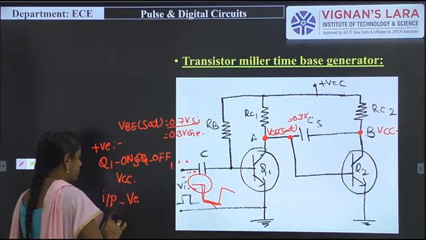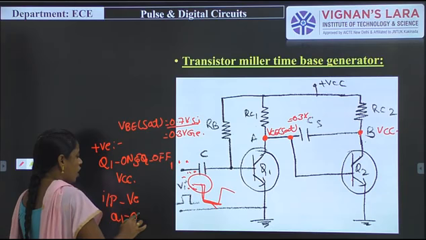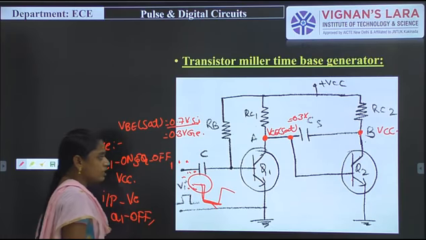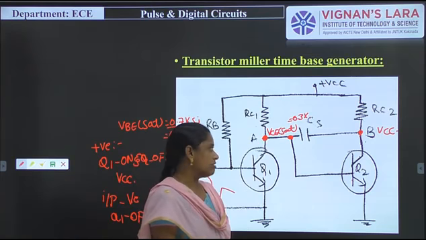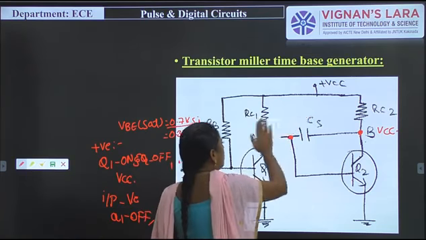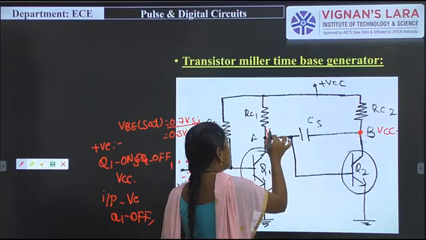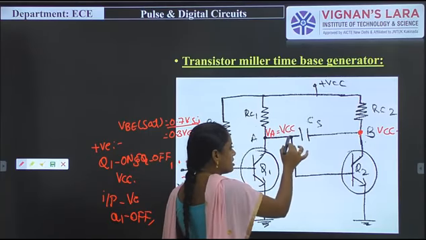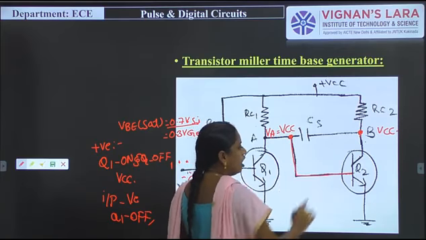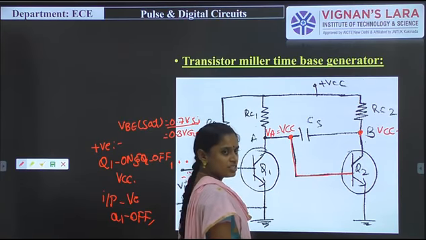So during this time Q1 is in off condition. When Q1 is in off condition, the voltage here, the VA voltage, will be VCC. So at that particular time the VA voltage will be VCC. So this VCC voltage is applied to the transistor Q2. So then Q2 is on condition.